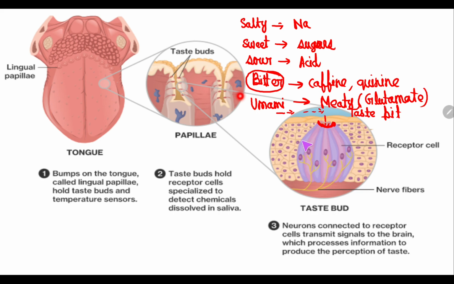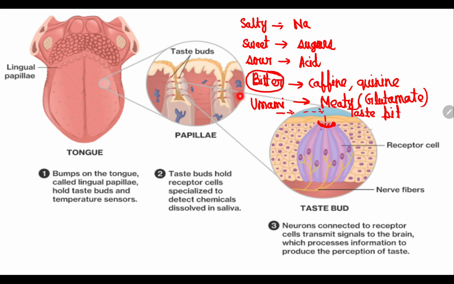In one taste bud, many receptors are present, and one receptor cell can detect only one type of taste. But in one taste bud many tastes can be detected. Now when we see the mechanism of detection of taste, it is interesting.